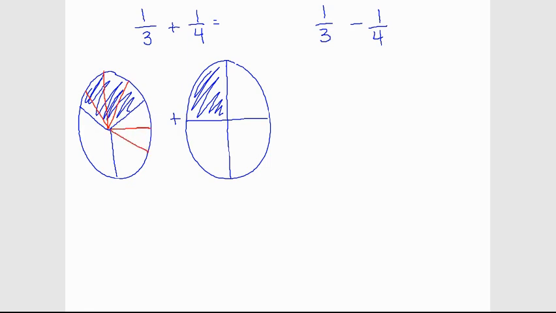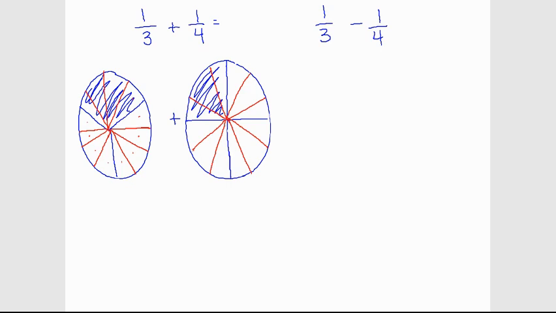1, 2, 3. 1, 2, 3. So 1, 2, 3, 4, 5, 6, 7, 8, 9, 10, 11, 12. There we go. And then, likewise, we might want to take these fourths and divide them into thirds. 1, 2, 1, 2, 1, 2, 1, 2. And so now we've got equal parts. They are both divided into twelfths now, so we can take a look.